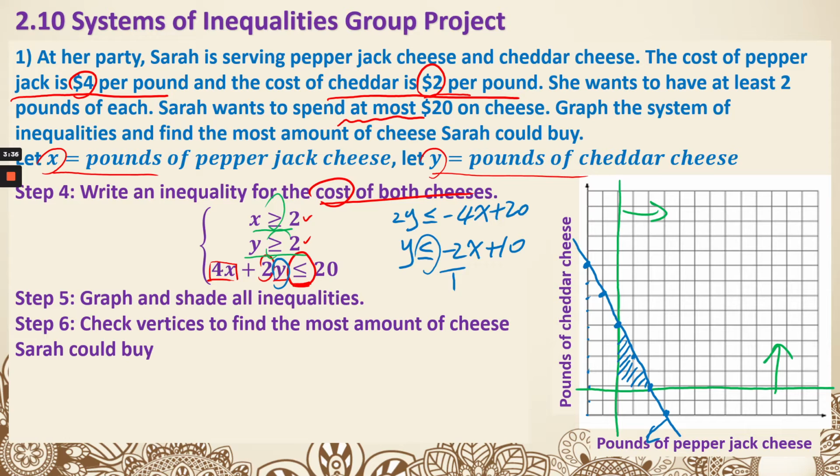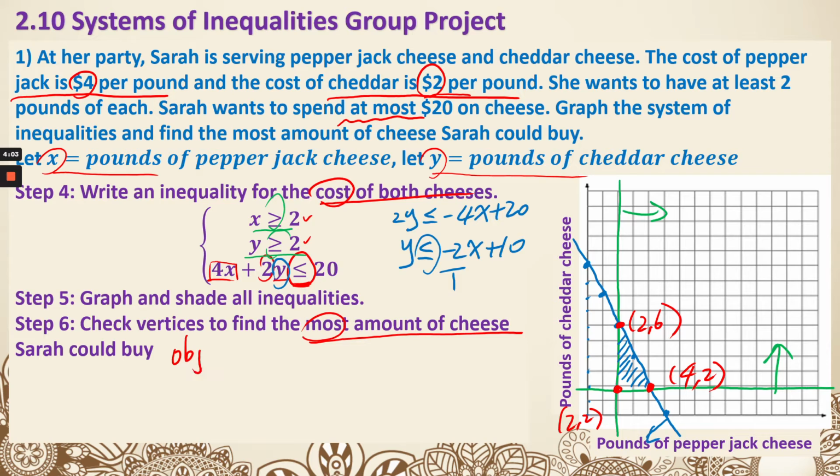Next, we are going to find the coordinates, which are right here. And this part is what we have learned yesterday. This is 2, 2, and that is 4, 2, that is 2, 6. Check vertices to find the most amount of cheese Sarah could buy. Most amount of cheese. So this is not asking for the cost. It is asking for the pounds.